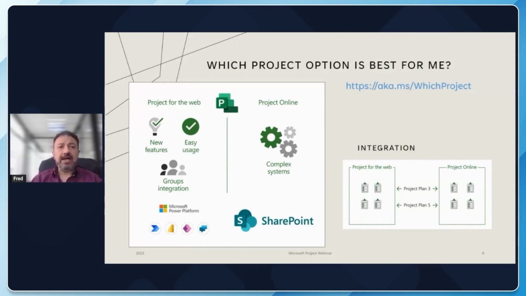Project Online is probably aimed at more complex scenarios where you need more detailed tracking on projects. You're probably integrating this with cost accounting, or you have to keep track of a lot of different fields regarding costs and hours, and it's primarily based on SharePoint. As always, Microsoft provides lots of options to integrate those. So on Project Plan 3 or Project Plan 5, there is always a way to seamlessly integrate Project for the Web and Project Online together.